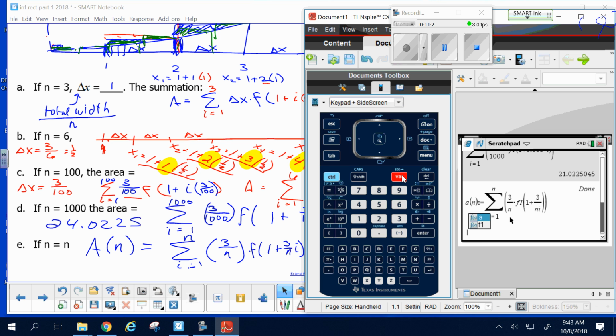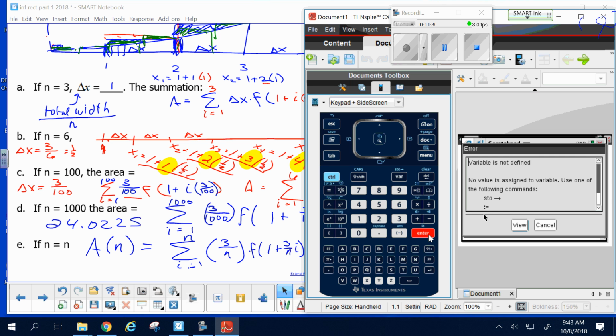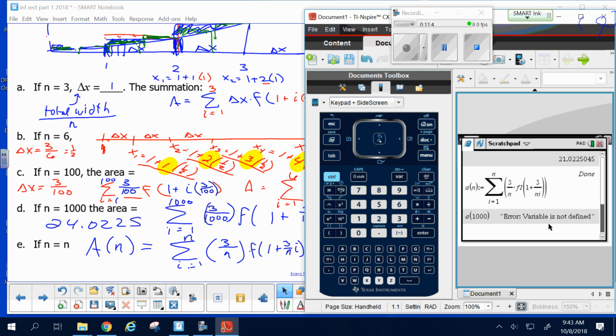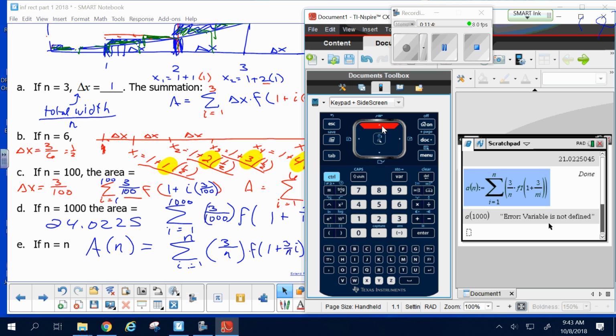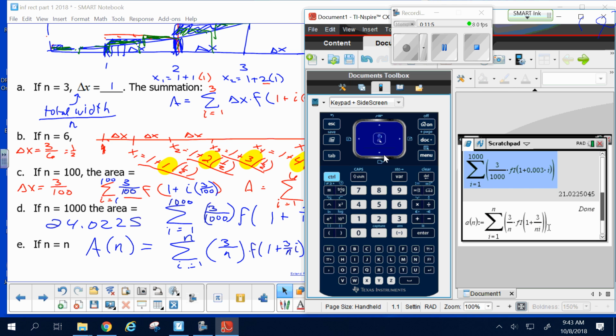Now, if I wanted to estimate based on any number of rectangles, I could just go to vars, and now I have a function named A. I could choose it and say, all right, 1,000 rectangles. Oh no, that's bad. I think the calculator doesn't like A, quite frankly. Let's go back here and I'll do it the way I would normally do it. I was hoping A would work, but it didn't.